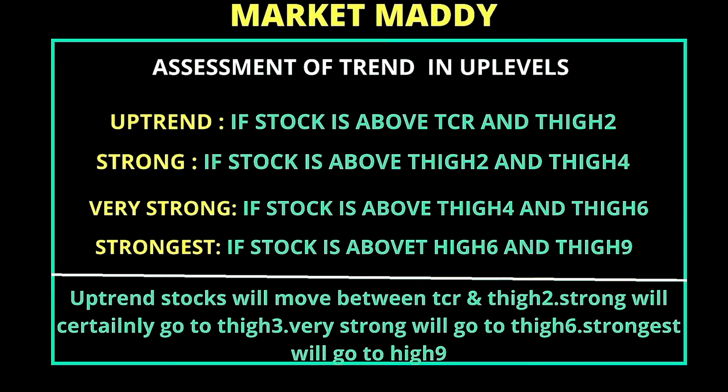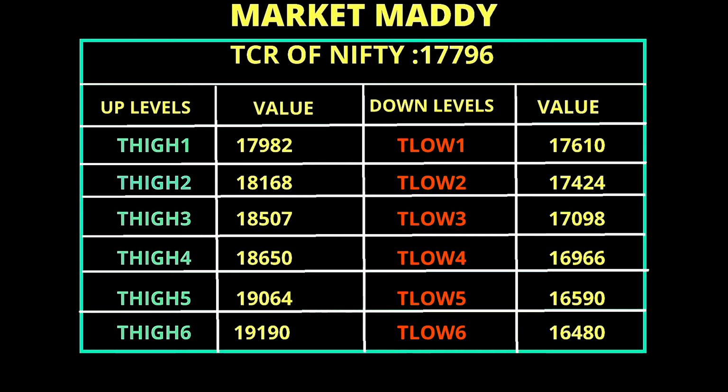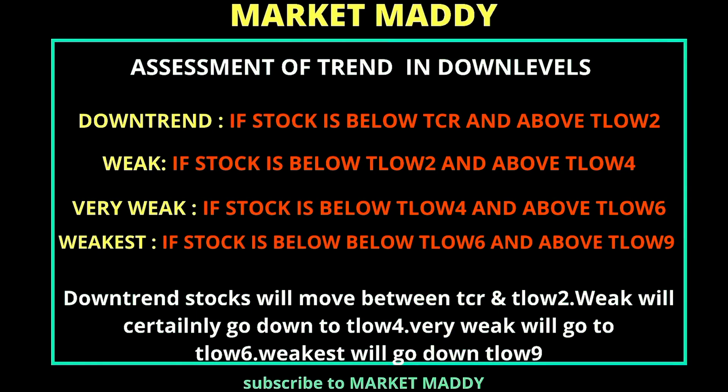And if it is above T high 9, that means very strong. It will not fall at all. That is on the upside. Similarly, on the downside, if a stock is below TCR and above T low 2, it is downtrend. Below T low 2 and above T low 4, that is weak. Below T low 4 and above T low 6 is very weak. Below T low 6 and above T low 9 is weakest. This is actually the system of this one.